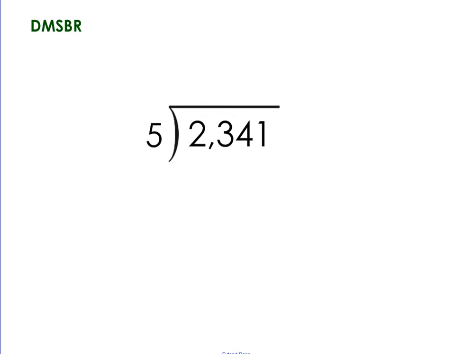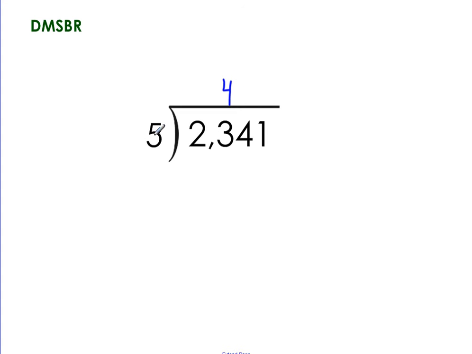Here we have 2,341 divided by 5. So we're going to first divide. We're going to divide 5 into 2, and it cannot go in because it's less than 5. So we look at 2 and 3, which is 23. 5 can divide into 23 about 4 times. 5 times 4 gets us about 20. So since we went to 23, we'll put our 4 above the 3 in 23.